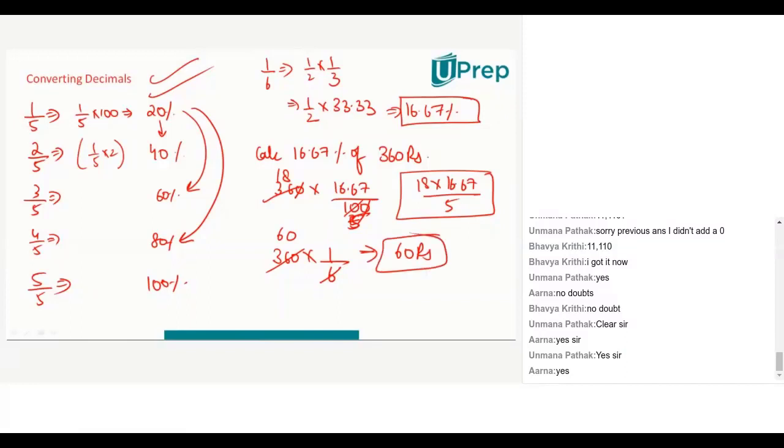Now do the same thing for 18 into 16.67 by 5. Look at how much time you will kill. You will get an answer of 59.999 something, which is approximately equal to 60 rupees only. Do you now understand the usage of fractions to decimals, fractions to percentages, and why we are doing this?